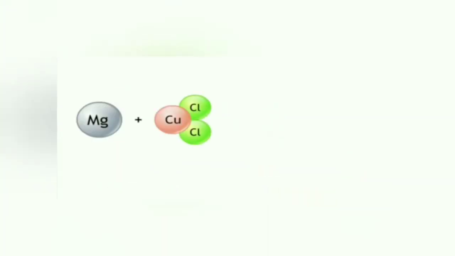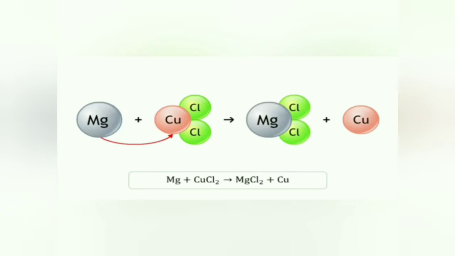For example, in reaction of magnesium with copper chloride, magnesium being more reactive displaces copper to form magnesium chloride and copper. Note that in single displacement reactions, one of the reactants is always an element.